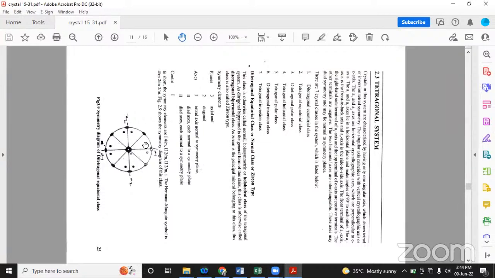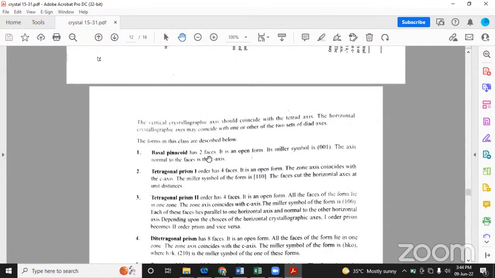See the symmetry diagram of this normal class or zircon type, with the number of faces. The basal pinacoid has 2 faces. It has an open form, Miller indices 001. Then the tetragonal prism: this is first order, and this is second order. First order has 4 faces, but the Miller indices are different: 110. The second-order prism also has 4 faces, but the Miller symbol is 100.